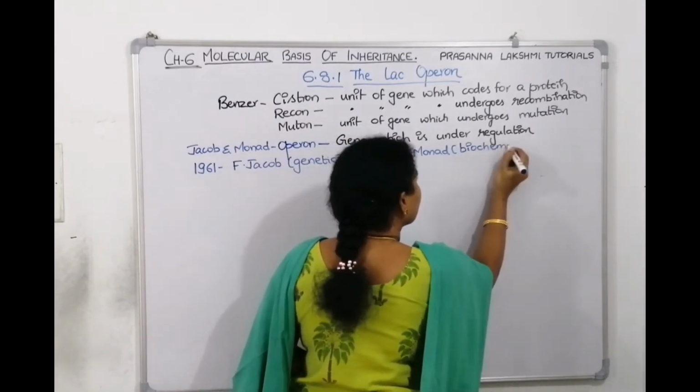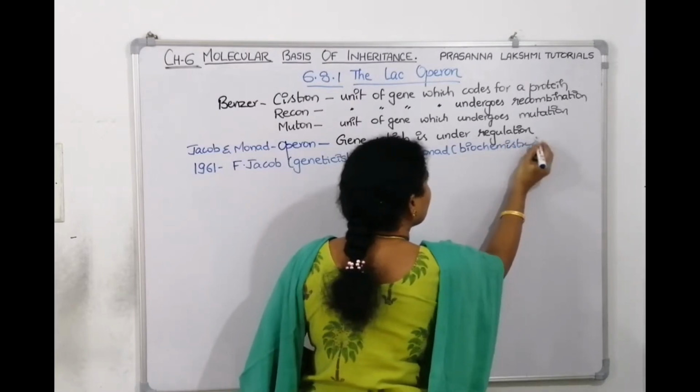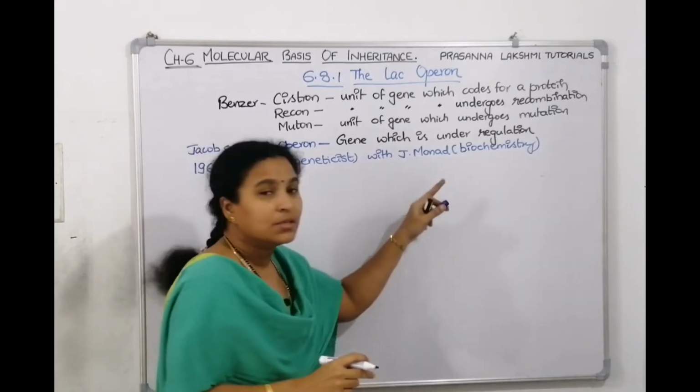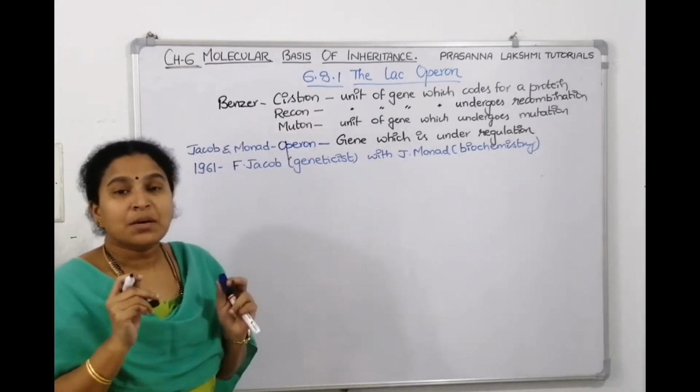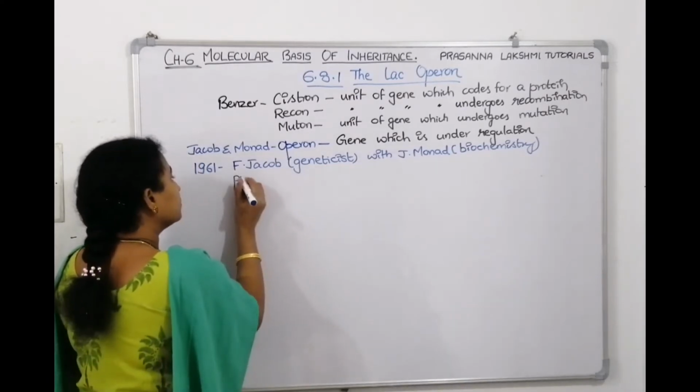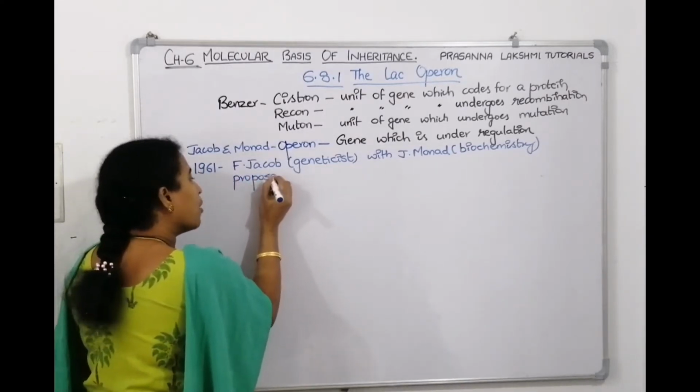Now, in the year 1961, Jacob, who is a geneticist, and Monod, who is a biochemist, proposed a model to explain the regulation of a gene. They proposed the operon model.